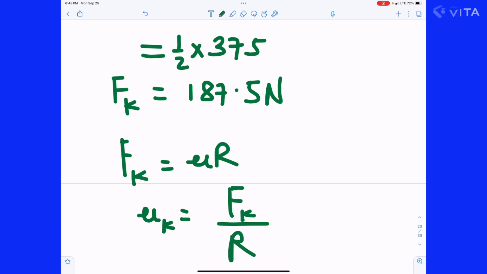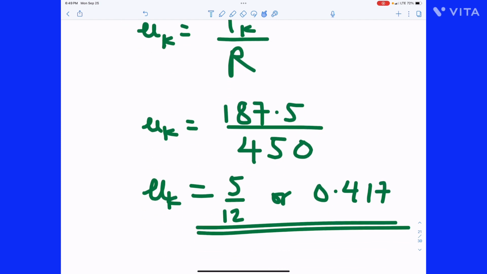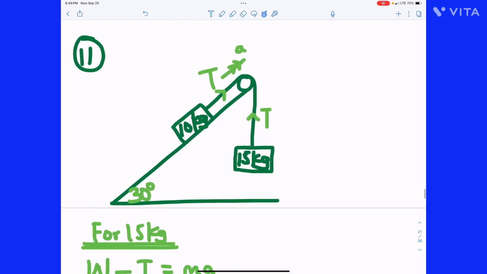Now, to find the coefficient of kinetic friction, I'm going to say kinetic friction is equal to coefficient of kinetic friction times normal reaction. And that's what mu k, you understand? Mu k, coefficient of kinetic friction, is the dynamic friction divided by normal reaction. That gives me what? 187.5 divided by 45 times 10. And that's 5 over 12, or 0.417. That's how to find coefficient of kinetic friction.